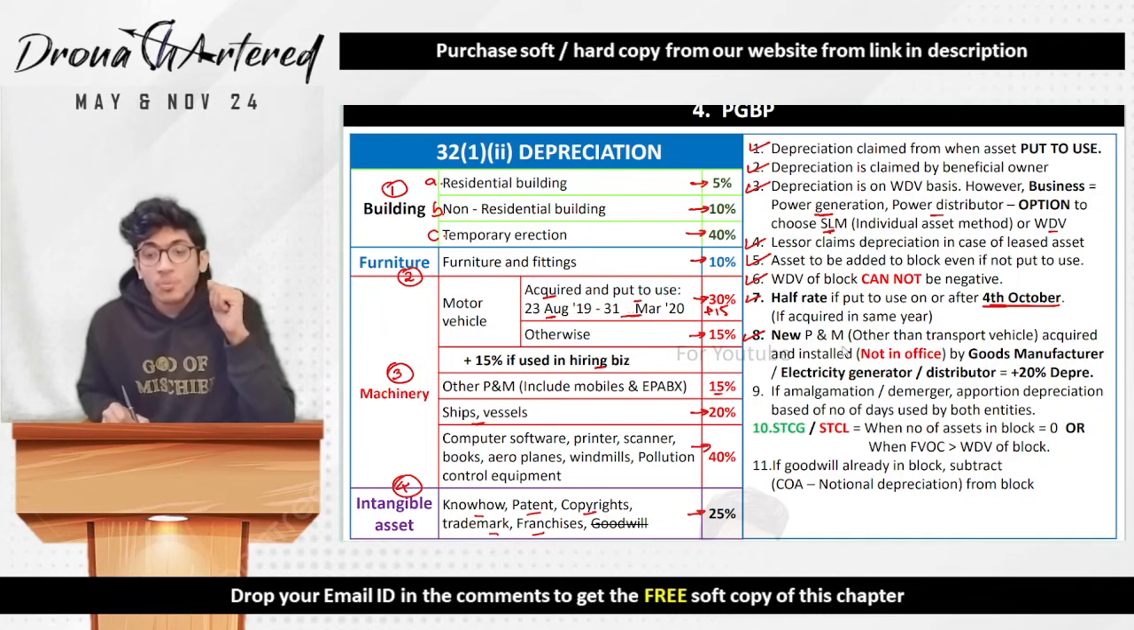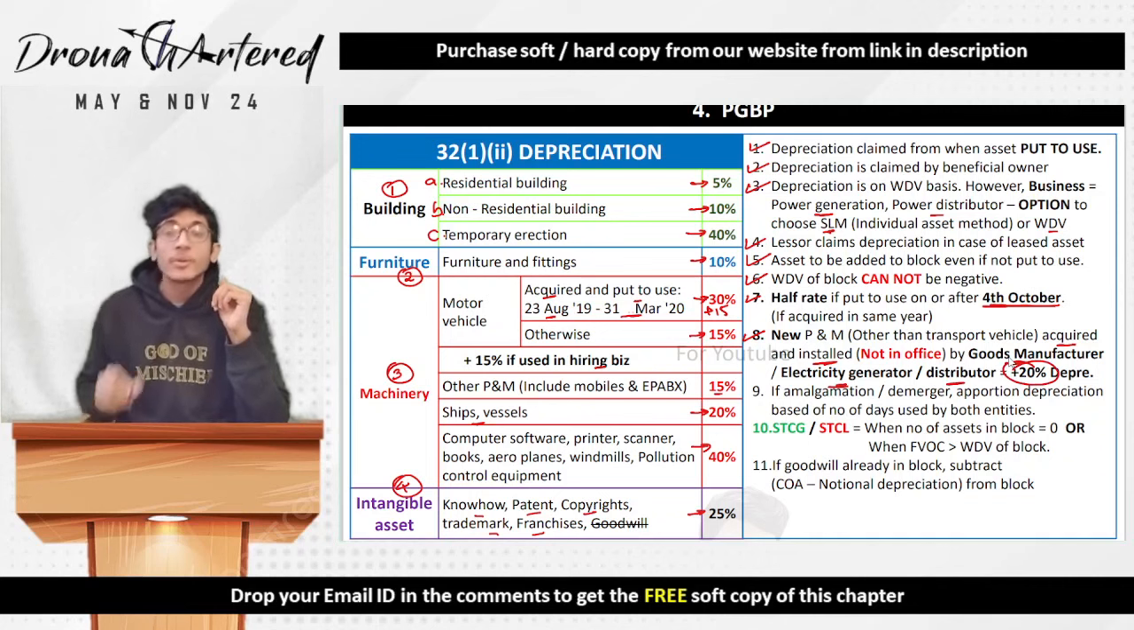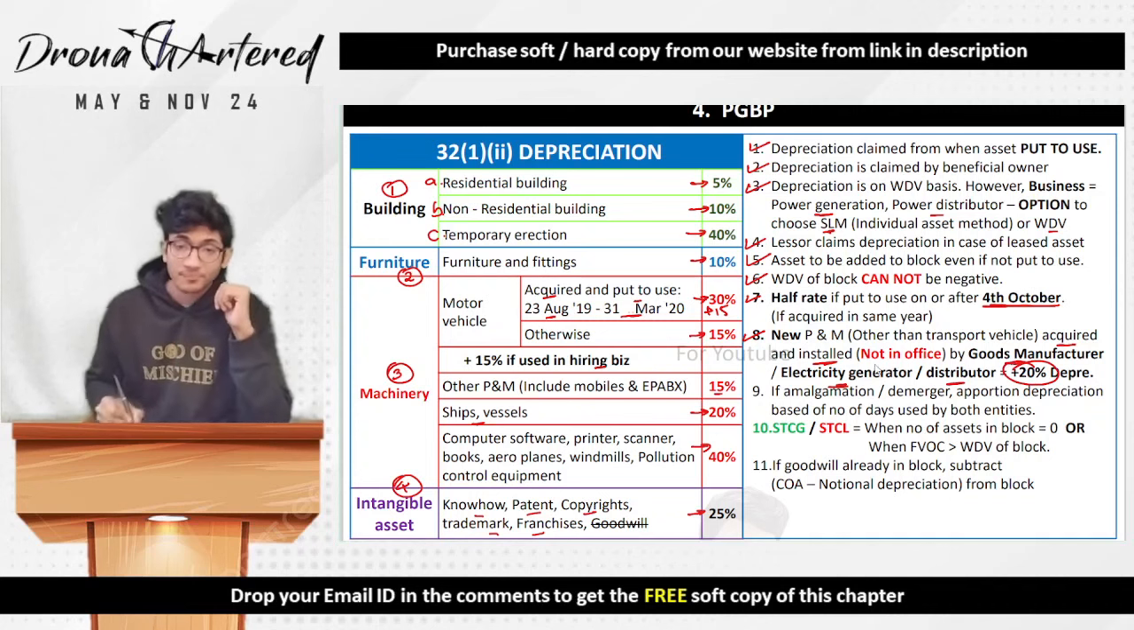Next, new plant and machinery other than transport vehicle. Any new plant and machinery other than transport vehicle, if it is acquired and installed, but not in the office, if it is acquired and installed by a goods manufacturer or electricity generator or distributor, you will get an additional 20% depreciation.